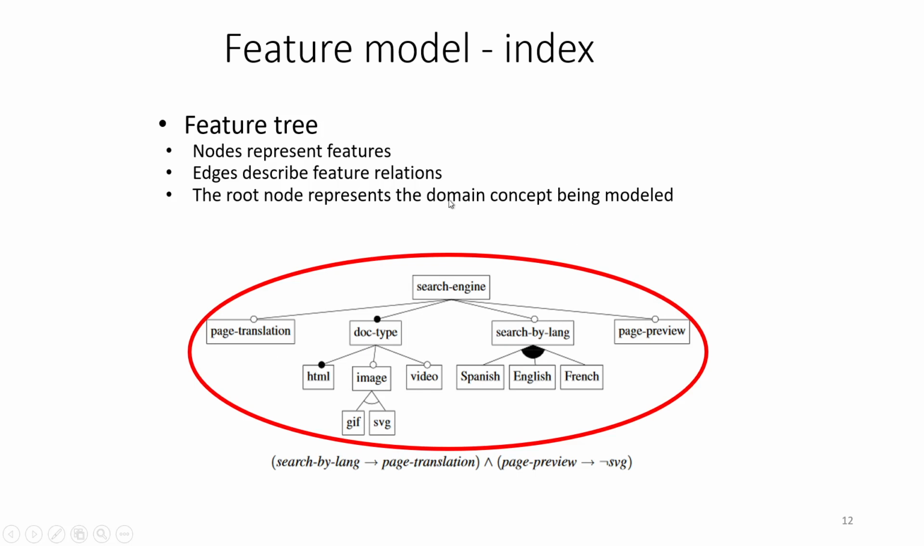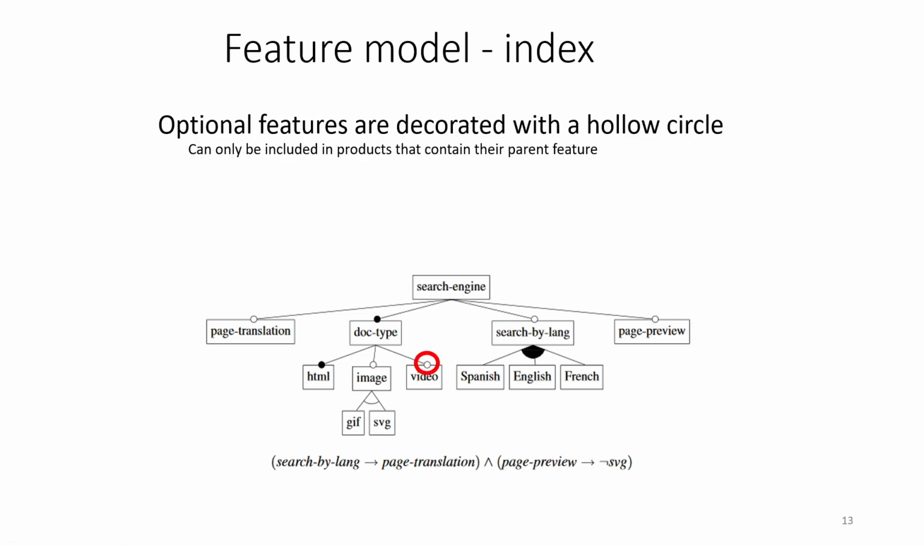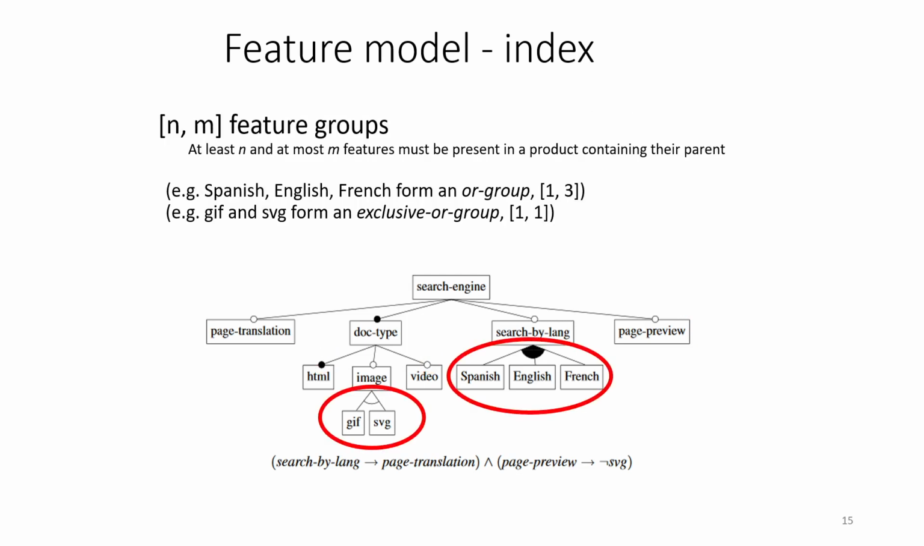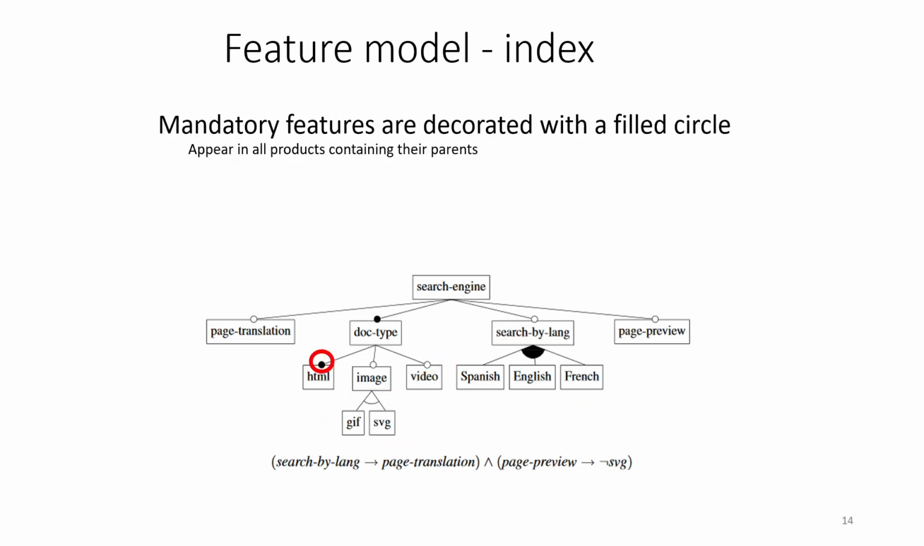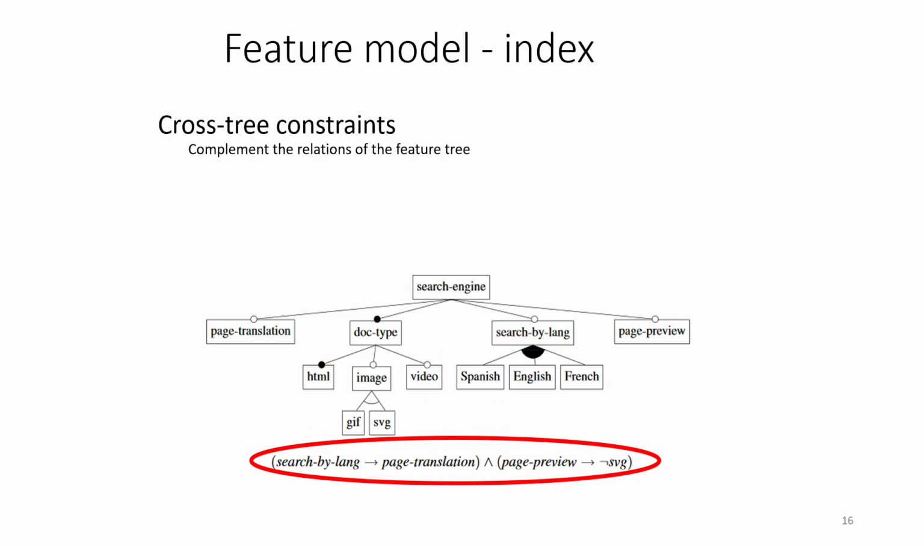Now, the different elements here: we have a feature tree, which is the node that represents the features. We have the edges, which are the relations, and they basically introduce constraints. And then we looked at all these different features here, what they mean, and then we have the cross-tree constraints.